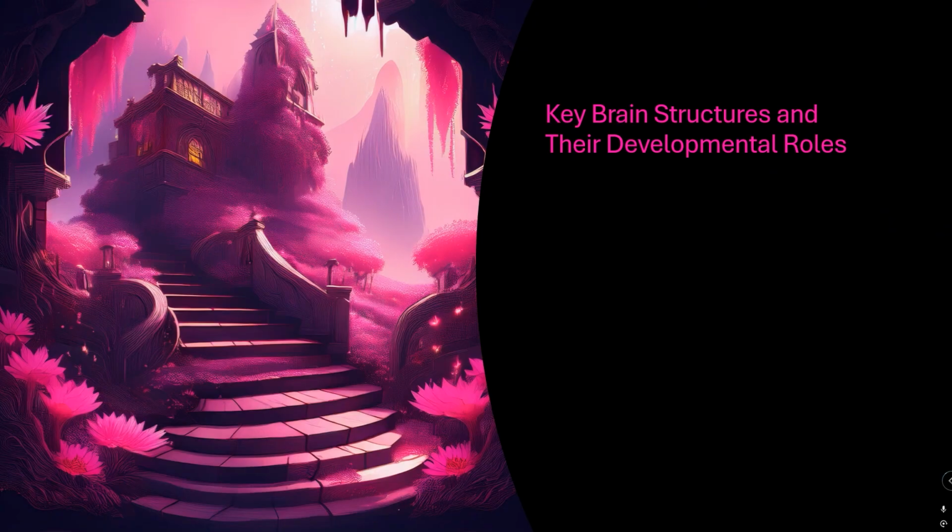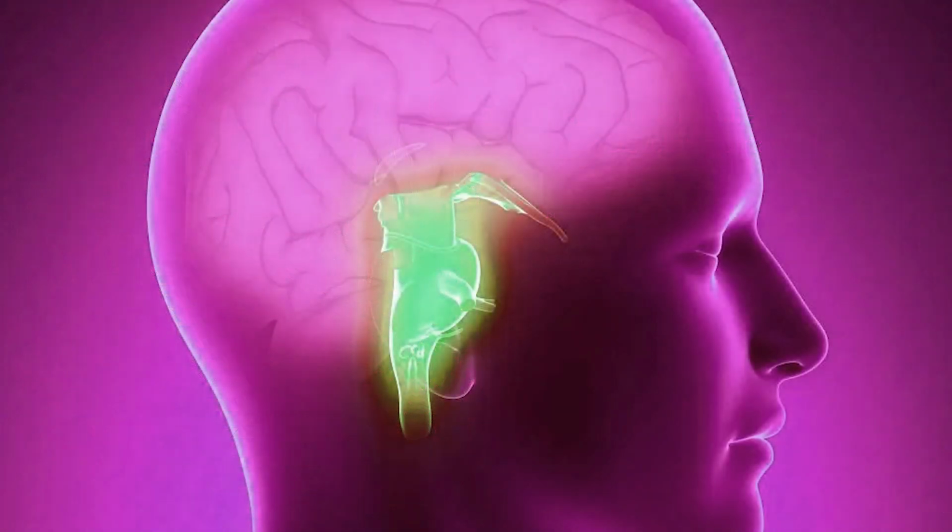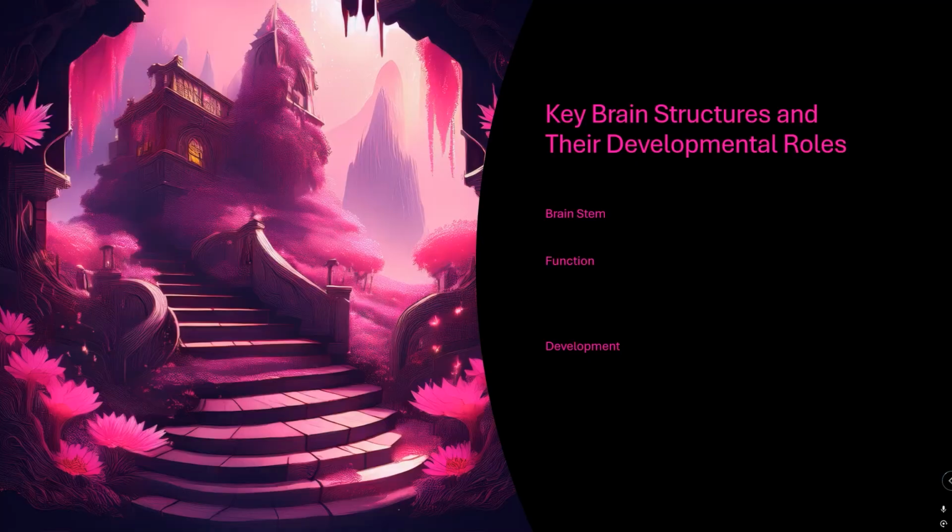Key brain structures and their developmental roles. So we have the brainstem. The function of the brainstem is that it controls autonomic involuntary functions like our heart beating, breathing, and digestion. The development of this is that it forms early in the womb and is functional at birth. How important is our brainstem? Well, it keeps the baby alive by managing essential survival functions.